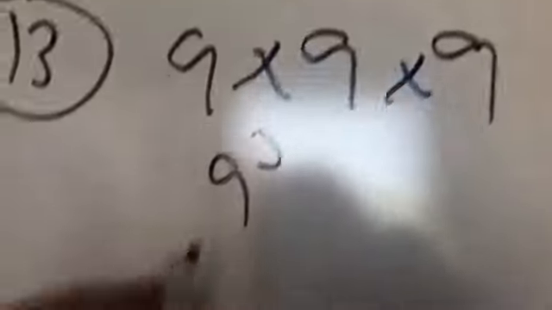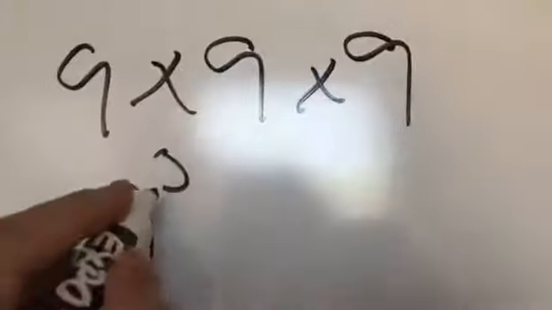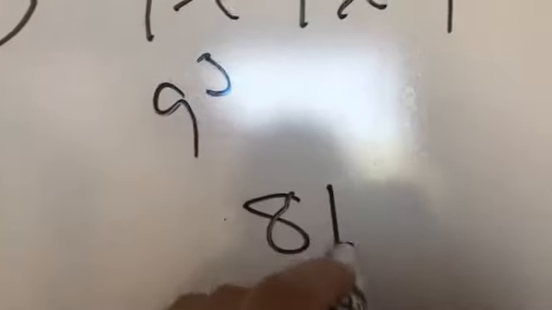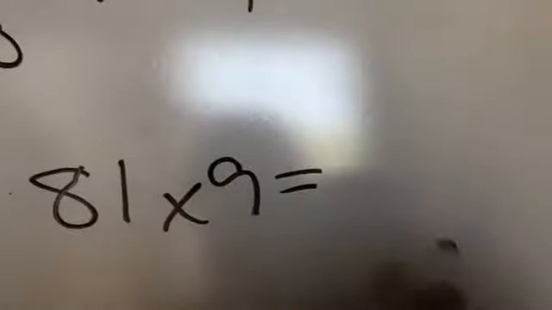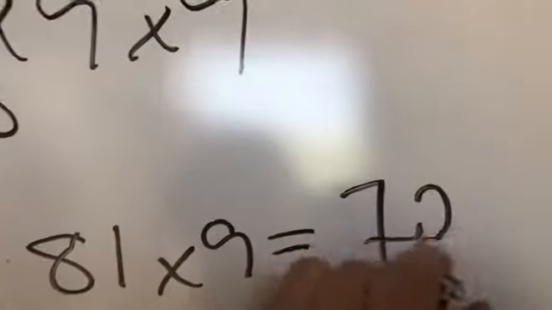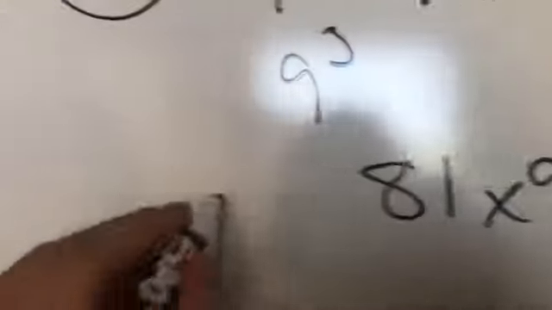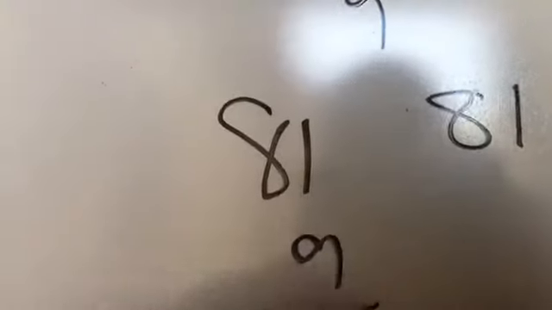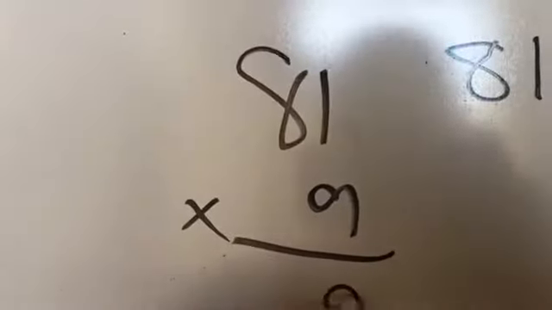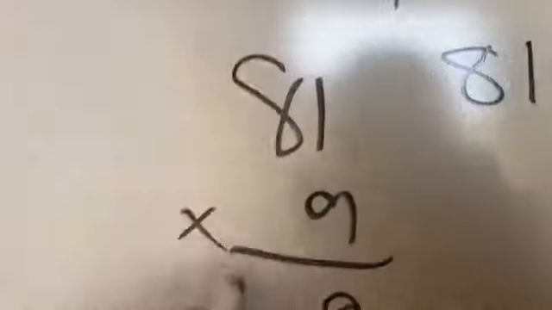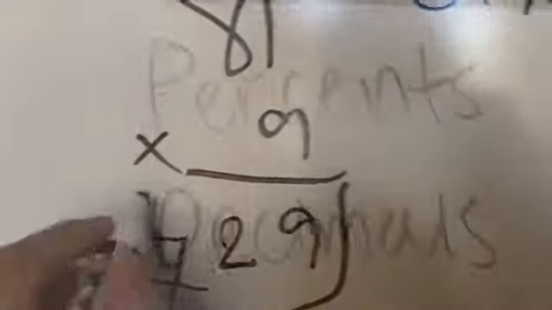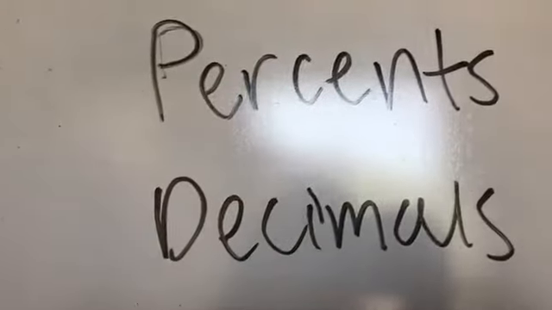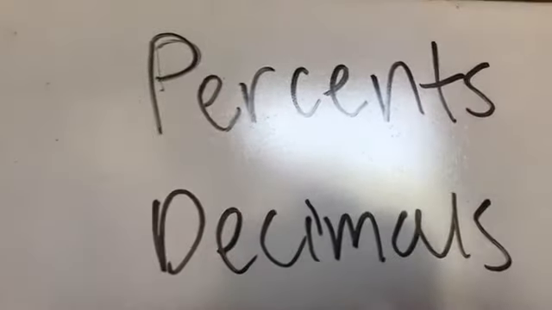To solve this question, it is simply 9 times 9 is 81. And if we multiply that by the other 9, that would equal 729. Okay, now that we did a lot of easy stuff, now we are going to move on to percents and decimals.